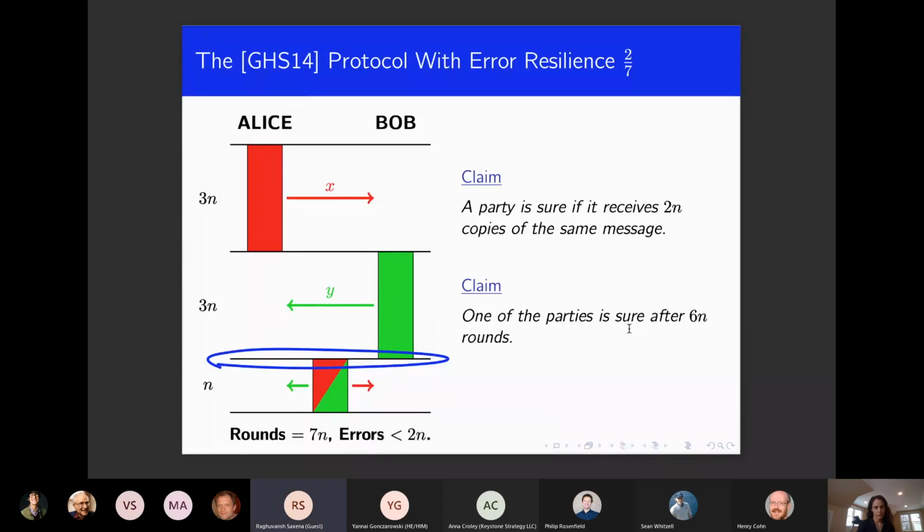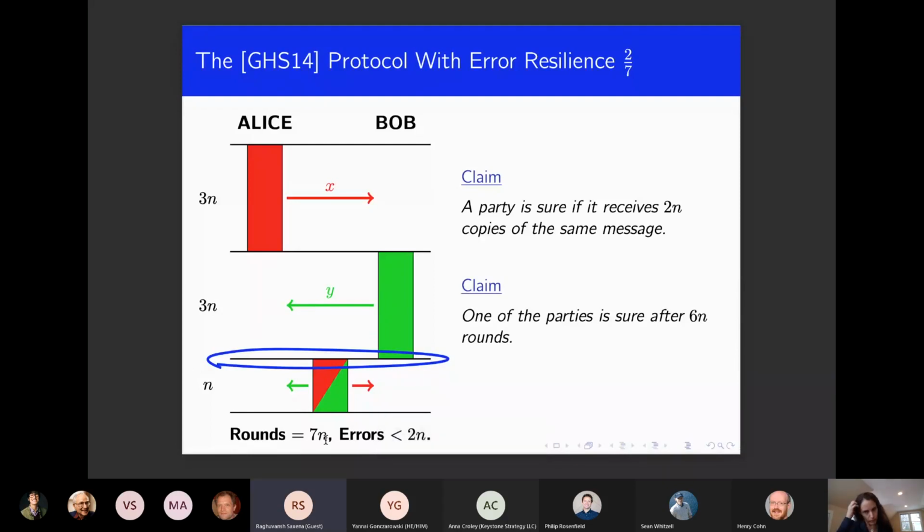Okay, so now half our job is done. One of the 2 parties is sure, and we have n more rounds to make the other party sure. So these n rounds will be adaptive. What will happen here is that a party will only speak in these n rounds if they were sure after the first 2 stages. So if they are sure after this blue mark, then they will speak in the n rounds. Otherwise, they will listen in the n rounds.